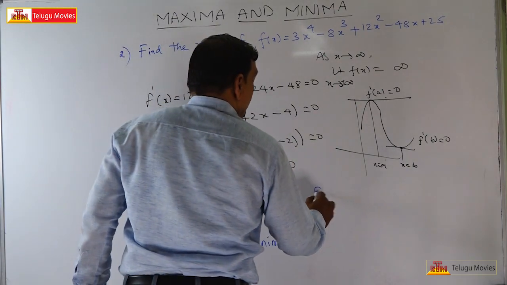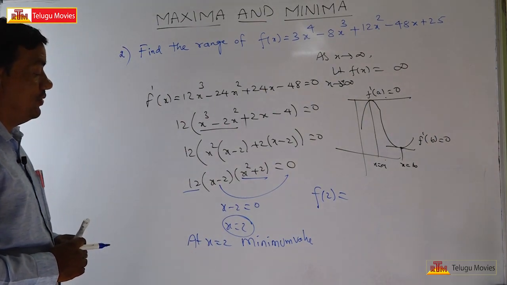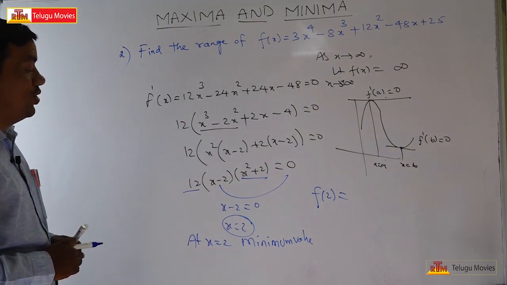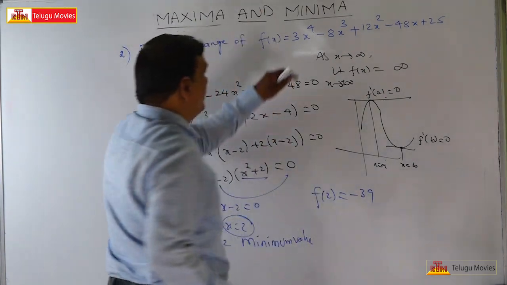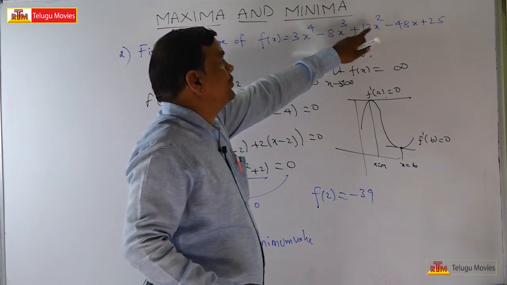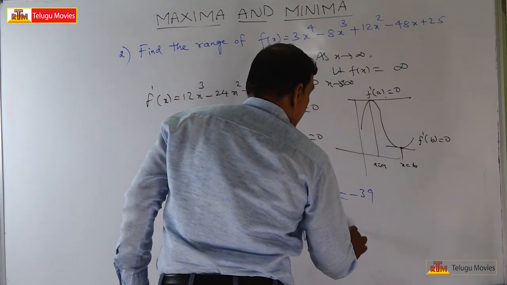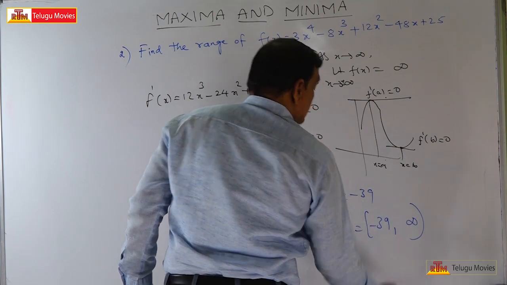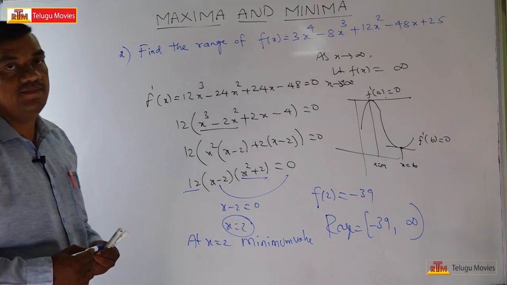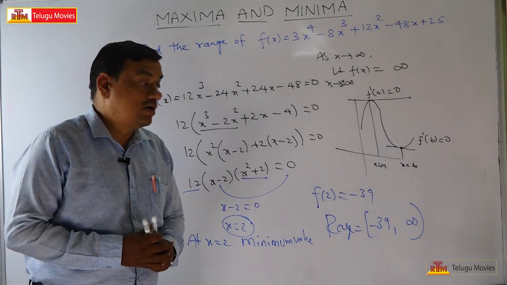Therefore, what is f of 2? If you substitute 2 wherever the x value is there, 2 to the power of 4, 2 cube, 2 square, 2, you will get minus 39. Therefore, the range of values is minimum value minus 39 to maximum value infinity. Understand this? Okay. I hope that you understand this concept.